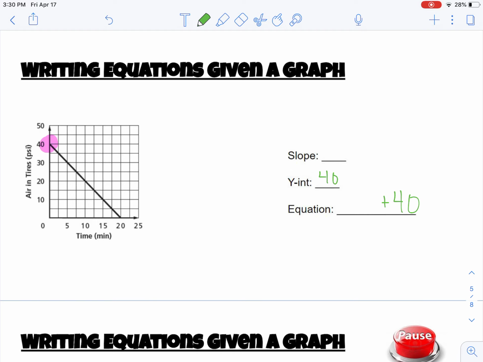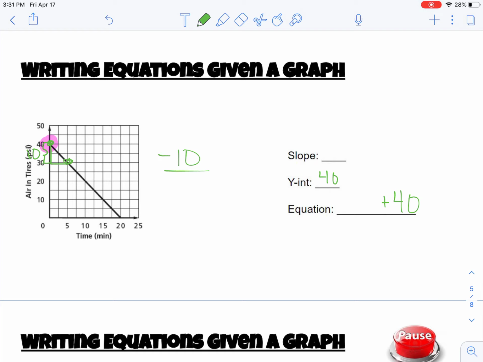So now let's see if we can figure out what the slope is. I am going to draw my little triangle. I picked 2 points here. And from 30 to 40, that's 10. Okay, so I've got 10. And it's dropping, so it's -10, isn't it?